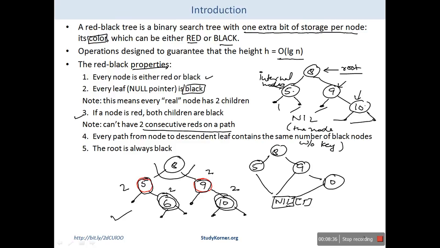Okay. So every path from a node to a descendant leaf contains the same number of black nodes, and if I include the root node, the black height would be 3. But in order to find the black height of a tree, the color of the root node is not included. So the black height of this tree is 2, and the colors of sentinels are included in black heights. Okay. And the fifth property is that the root is always black. So the color of the root node is always black.